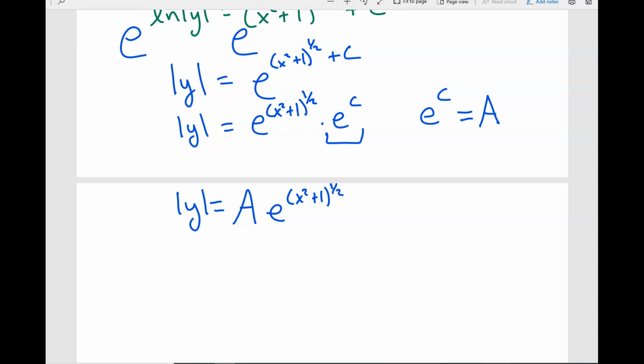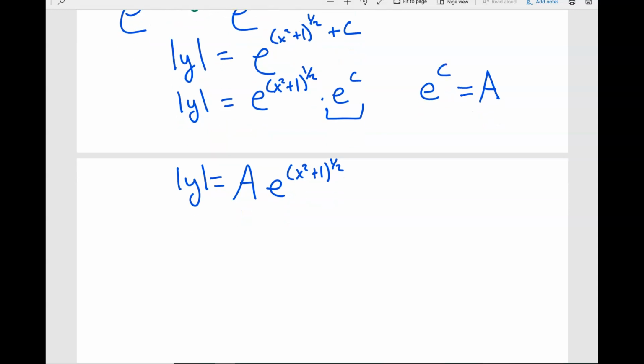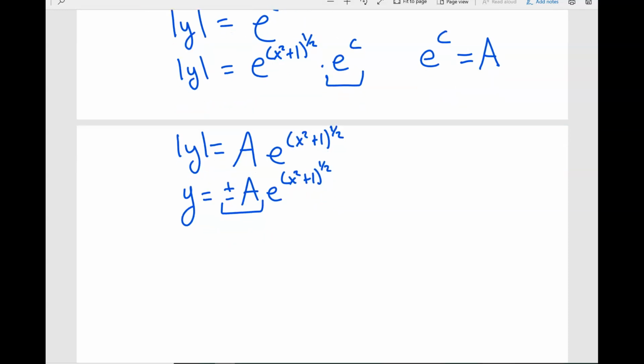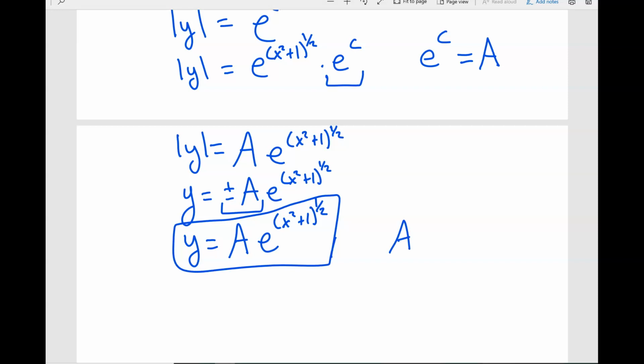Now finally we have to get rid of this absolute value. Remember that in order to solve absolute value problems, this absolute value can either be a positive or a negative answer. So y equals positive or negative a e to the x squared plus 1 to the power of 1/2. Now this positive or negative is with the a, so that means a can be just another constant. So you can just write y is equal to a e to the x squared plus 1 to the power of 1/2, where a can be any real number. Any positive or negative number, and it can also be 0, of course.